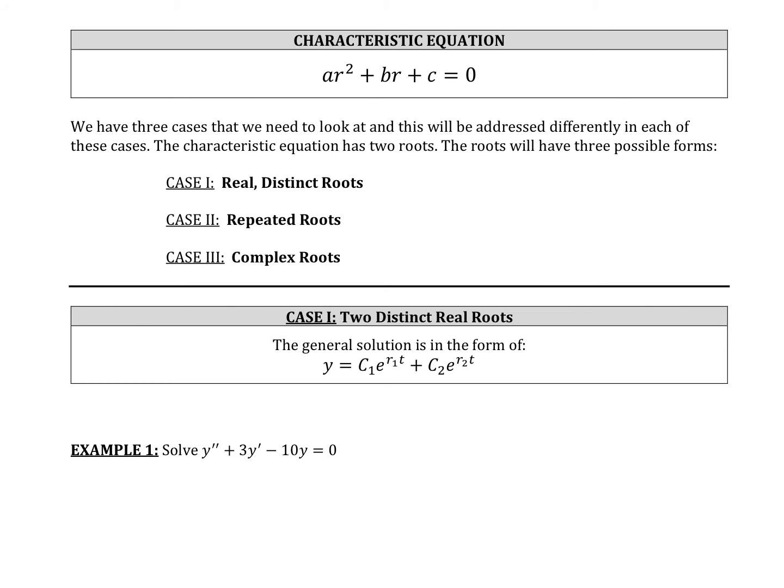So, case 1, that's what we're going to look at today. Real distinct solutions, or roots. So the general solution is in the form of C1 e to the r1t plus C2 e to the r2t. It looks terrible. I promise you'll get the hang of it real quick and you'll see how it works.